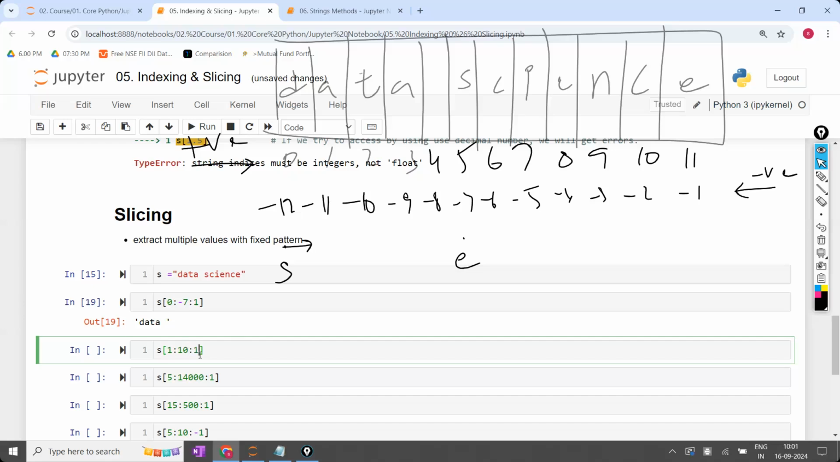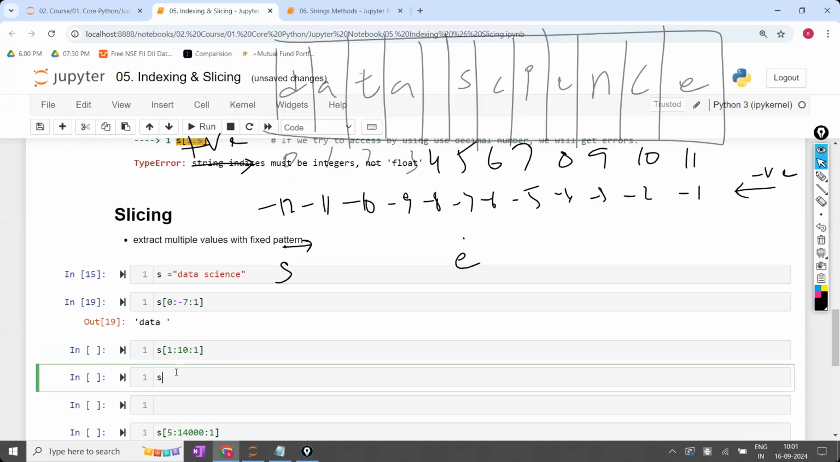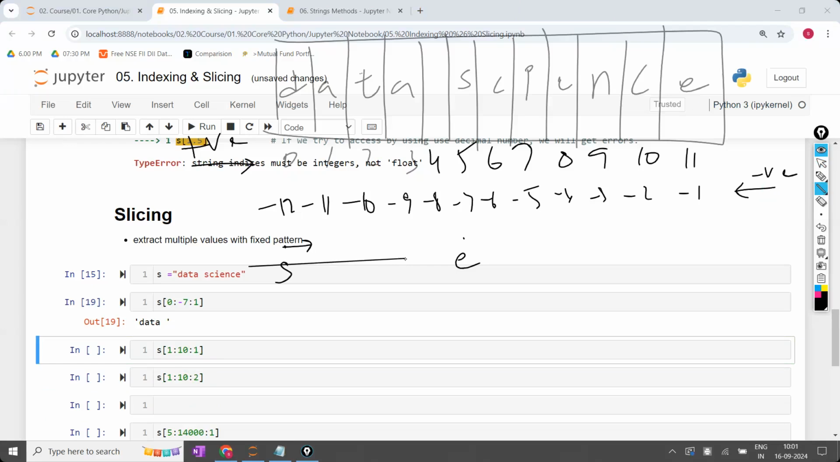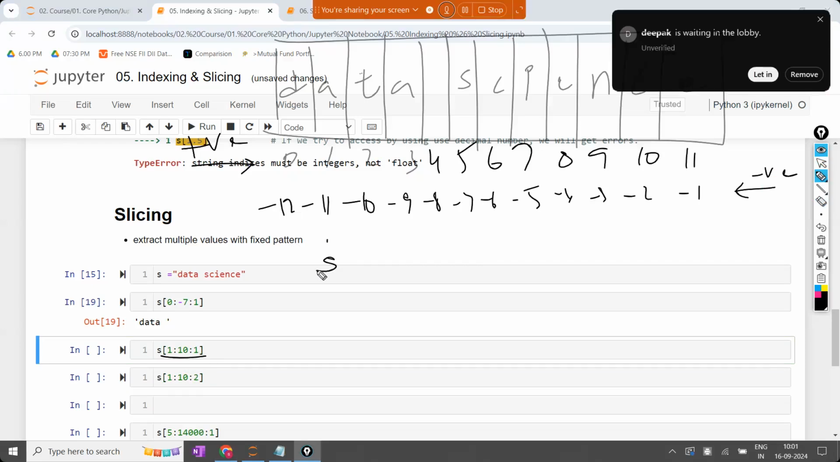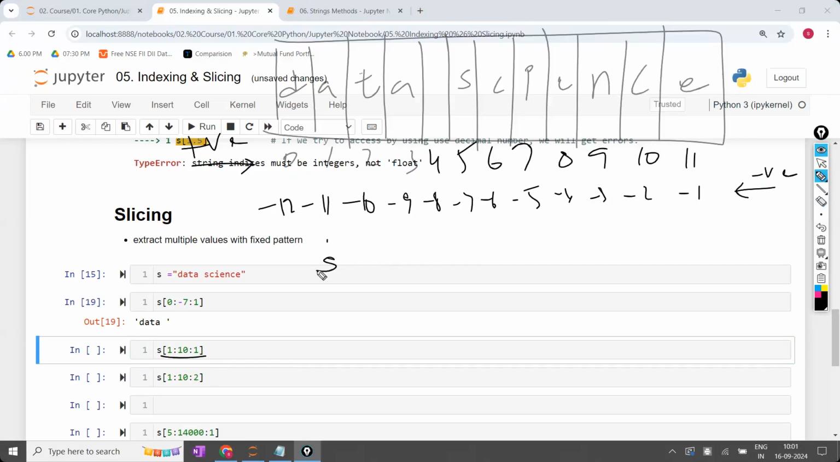Next, I'm going to take 1 to 10 with the increment of 1 only. As of now, let us go with 1 followed by 2. 1 to 10 with the increment of 2. First, let me start with this example. Now it is clear for everyone what is the starting point, what is the ending point, and what is the direction. These three are clear now.